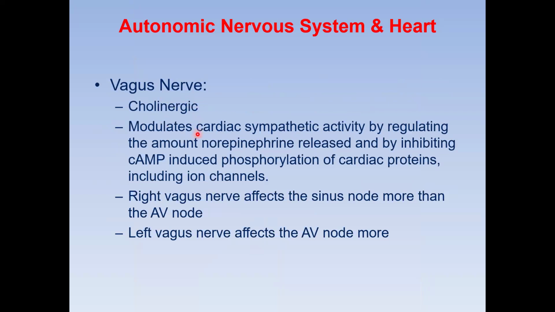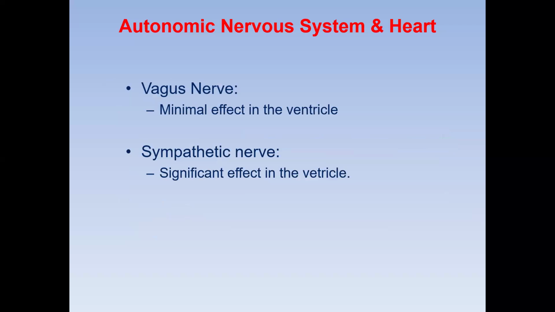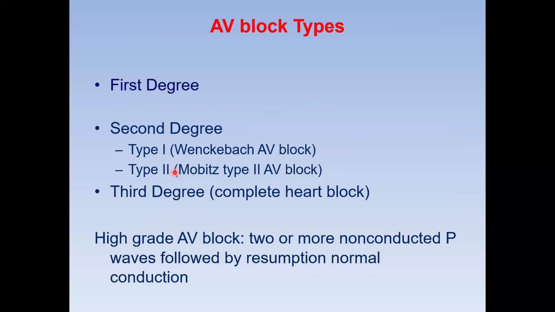Vagus nerve is cholinergic, but it modulates its activity by controlling the release of norepinephrine. Right vagus nerve affects the sinus node more, left vagus nerve the AV node. You can see this in AV node reentrant tachycardia: it is more effective when you do carotid sinus massage on the left side than on the right side. There is minimal effect of the vagus nerve on the ventricle, while the sympathetic nerve, of course, can increase contractility of the heart.